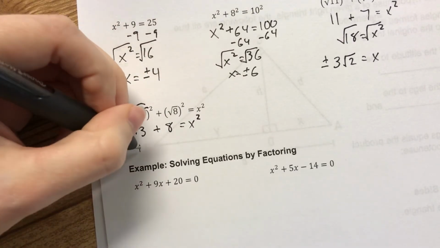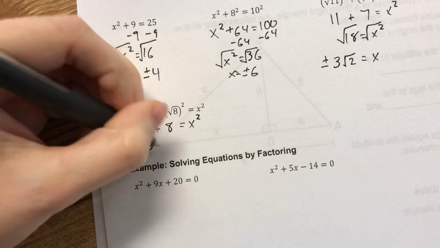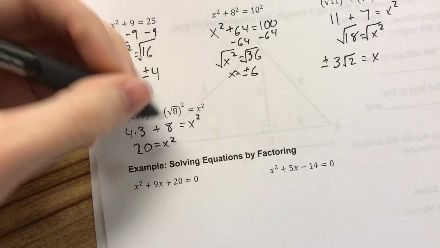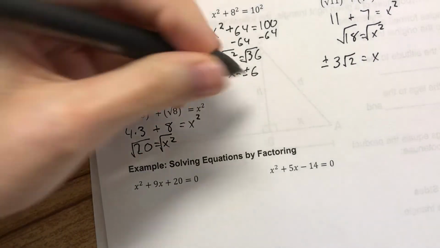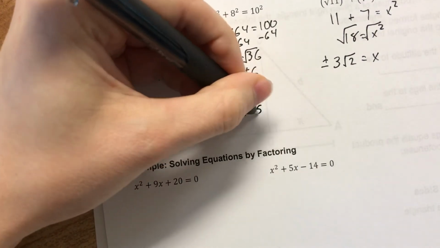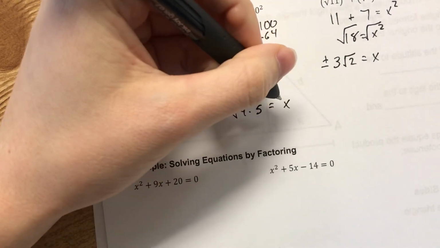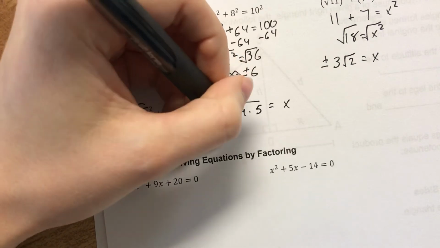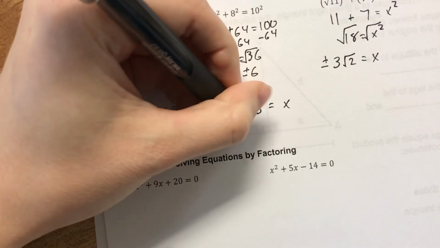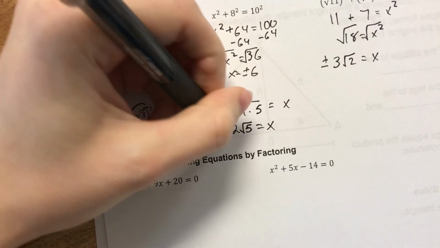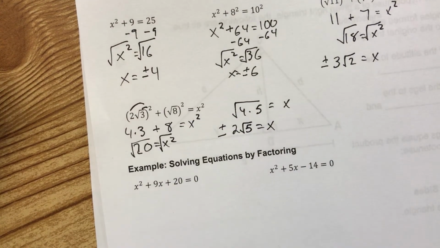So that's going to be 20, because it's 12 plus 8. 20 equals x squared. And then we've got to take the square root of both sides. And the square root of 20 is the square root of 4 times 5, so that's going to be 2 square roots of 5 equals x. But of course we need the plus or minus. So x equals plus or minus 2 square roots of 5.